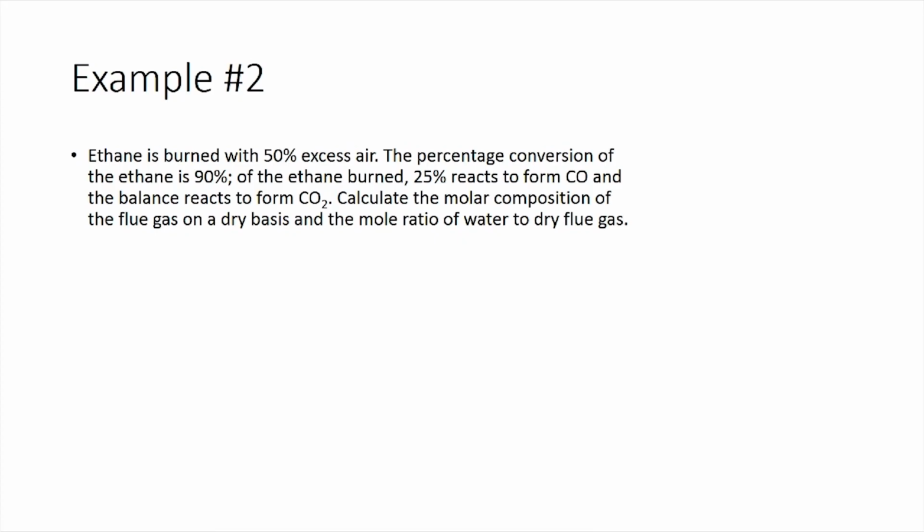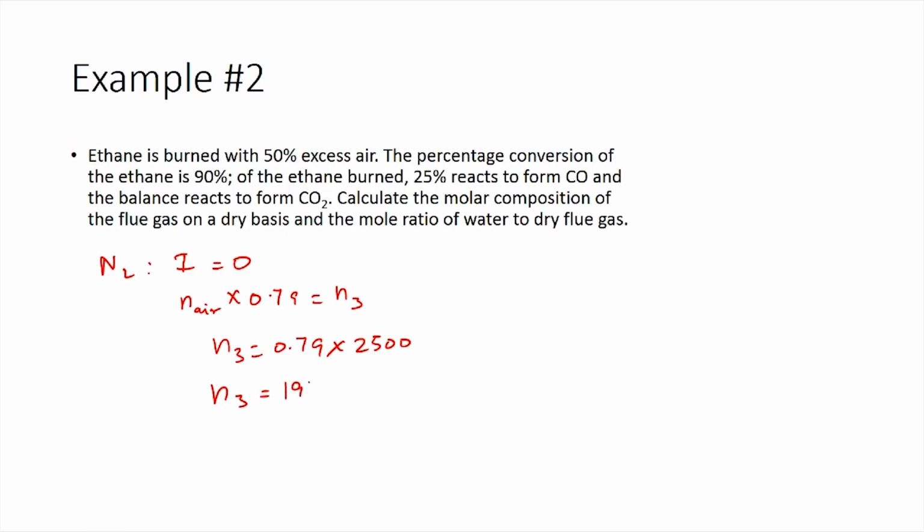Nitrogen is a non-reactive component. So, whatever nitrogen is entering would be leaving the system. So, nitrogen is input equals output. Input is moles of air times 0.79, which would be the number of moles leaving the system, N3. So, N3 equals 0.79 times 2500, giving you N3 as 1975 moles.